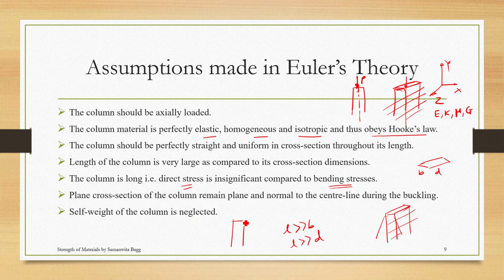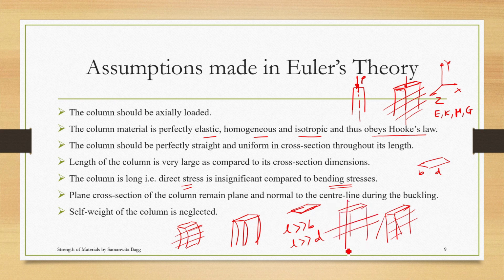If you look at the column, I have drawn it this way, and when I show the cross section, it will be something like this. Now, when this buckles, the cross section is still going to remain the same. When it bends, it will be something like this. So, the cross section has not changed. The plane cross section of the column, that is this cross section, remains plane, that is, it was initially of this shape, and it will also remain like this even after bending, and normal to the center line. You can see initially the column has cross sections which are normal, that is perpendicular. This is your cross section and this is your center line. So this cross section is perpendicular, and even after bending, these cross sections are perpendicular to the center line of the column. The self-weight of the column is neglected.